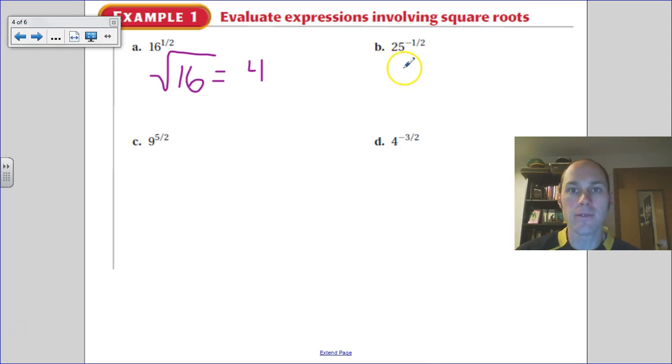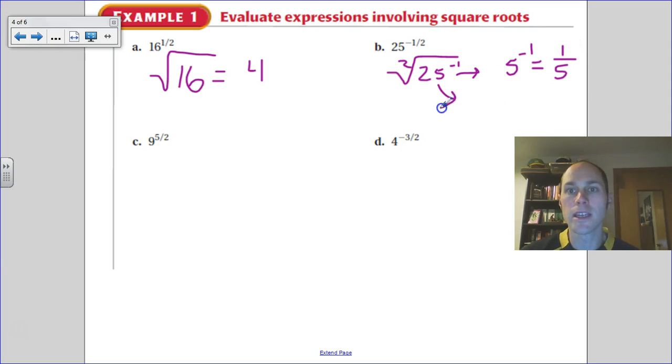25 to the negative 1/2, well, that's the square root of 25 to the negative first power. I can take the square root two ways. We can take the square root of 25, so that would be 5 to the negative first power. So if I take the square root first and then work with the exponent, the negative first power is like dividing, so 1 over 5.